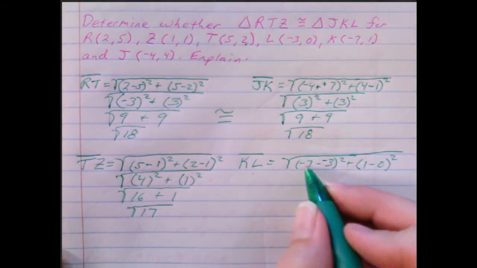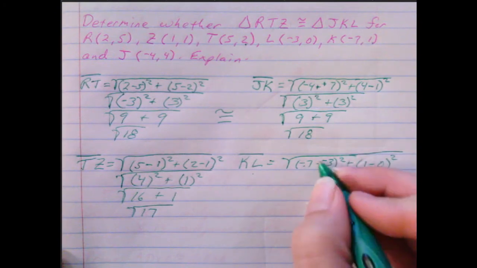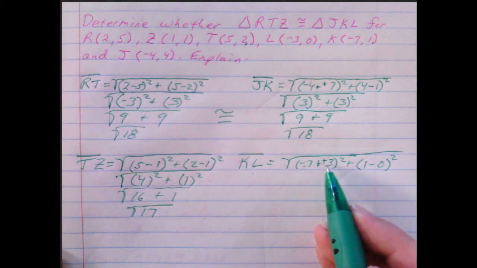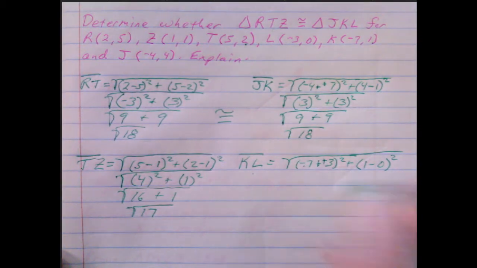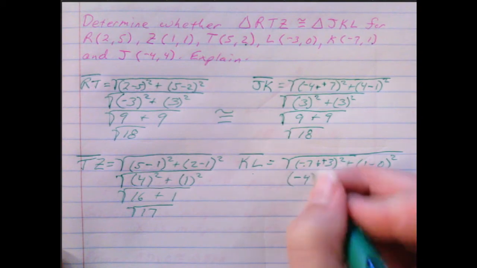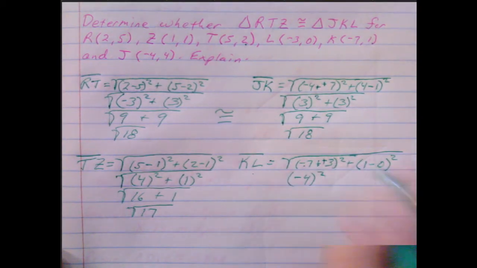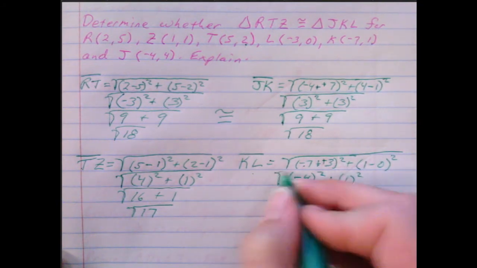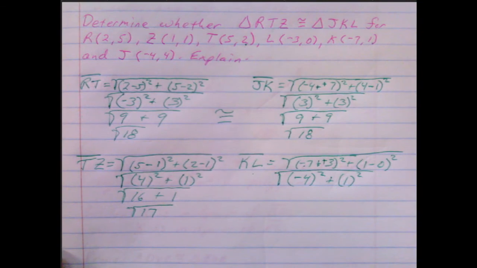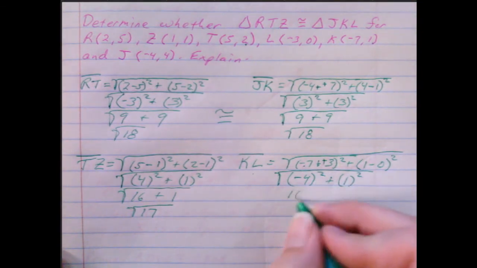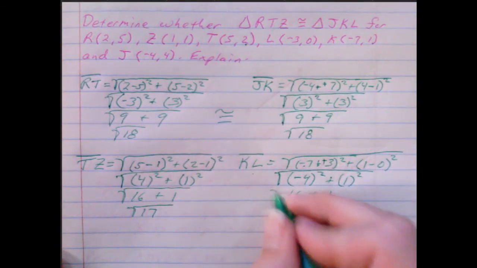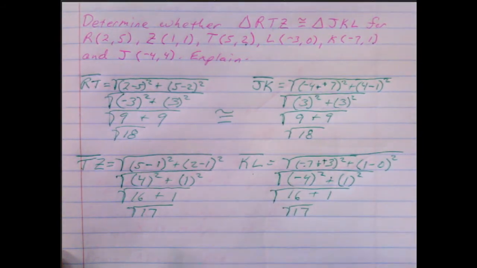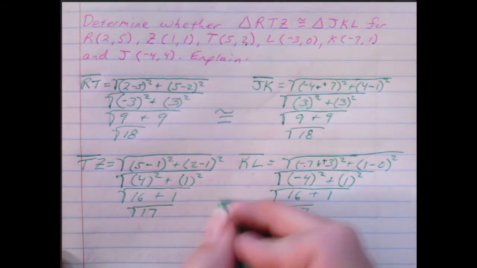KL, we have negative 7 minus a negative 3, so that's plus a positive. Since this is a negative and that's a positive, we want the difference. So we have 4, and that's a negative 4 squared, plus 1 minus 0 is 1 squared, so that's a square root. Negative 4 squared is 16. 1 squared is 1. Square root symbol, so we have square root of 17. Are they equal? Yes. So those are congruent.